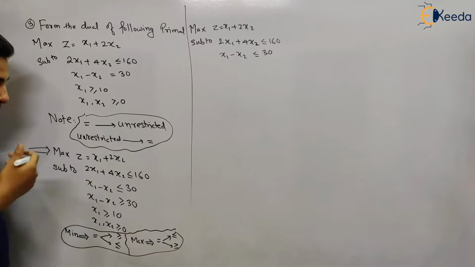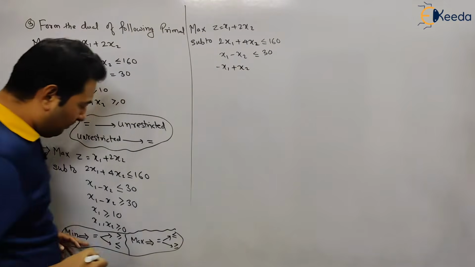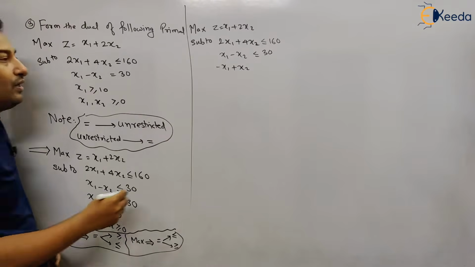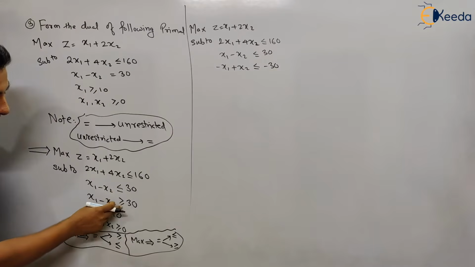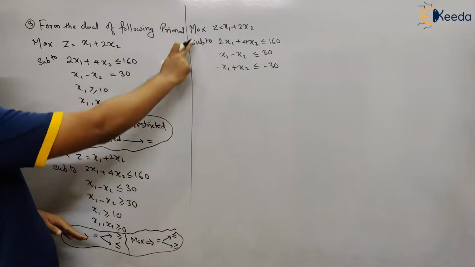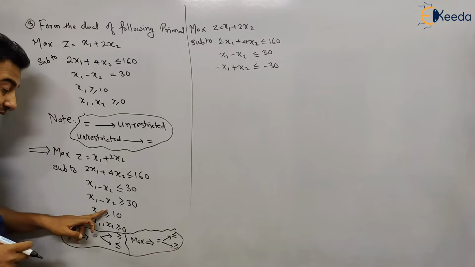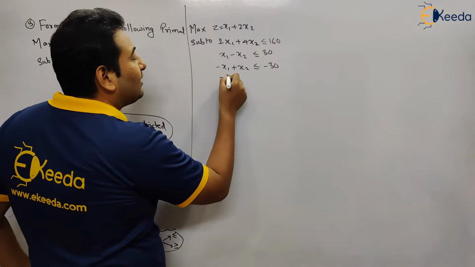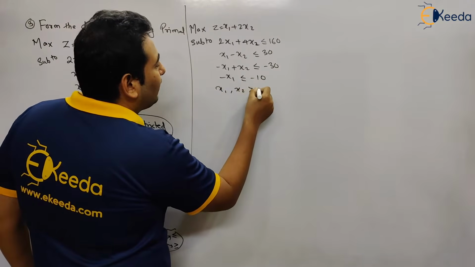Third constraint, I'm going to multiply with the minus sign. So that is minus x1 plus x2. If I multiply with the minus sign, minus x1 plus x2 less than equal to minus 30. Because I want to make this constraint less than equal to, since it is maximized. Here also I need to multiply with the minus sign because this constraint is greater than equal to. So minus x1 less than equal to minus 10. x1, x2 greater than equal to 0.